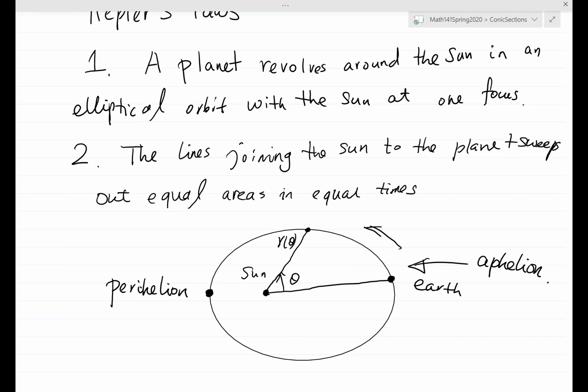You see, at the perihelion the velocity is bigger, but at the aphelion the velocity is smaller, so that they sweep out equal areas in equal times. Because for a bigger radius, it should travel slowly. For a small radius, it should travel fast, so that they can sweep out equal area in equal time.